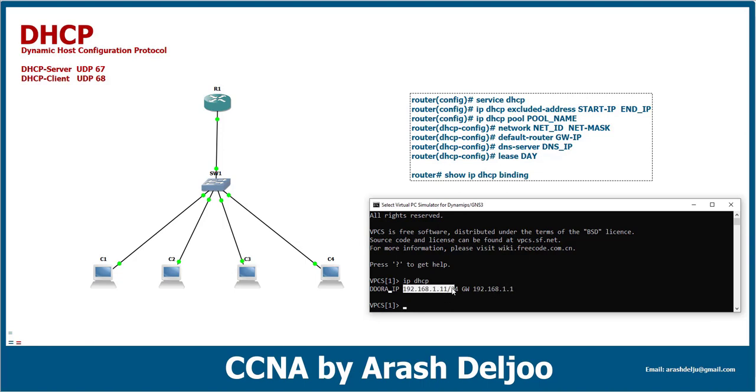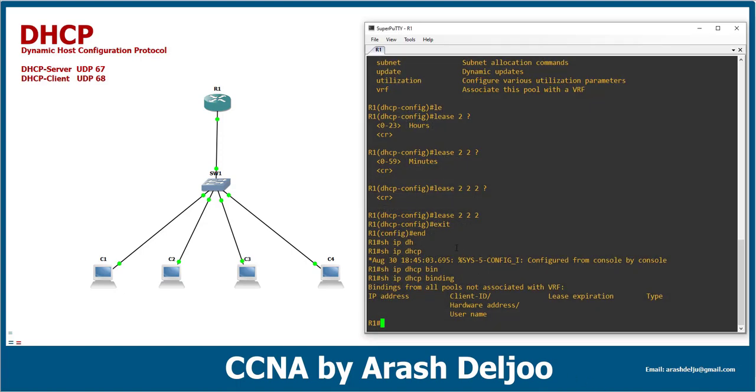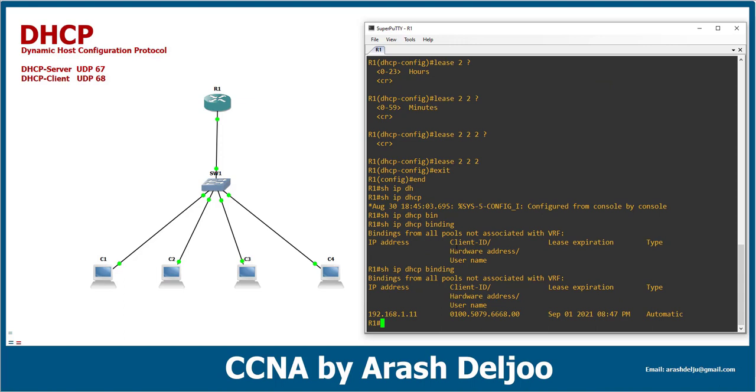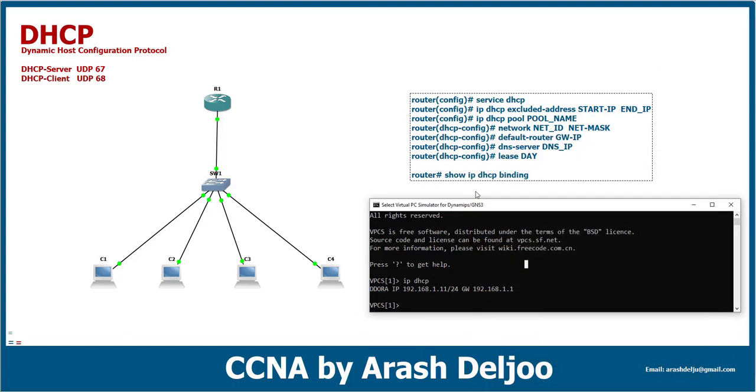192.168.1.11/24 is the IP address of the system, and the gateway is 192.168.1.1. For example, in the router, now in show ip dhcp binding, you can see the IP address assigned to this MAC address, and also the type of this IP address assignment is automatic. I will talk about the type of IP address assignment.